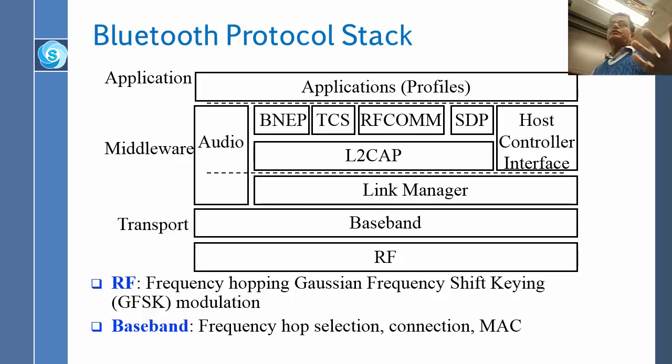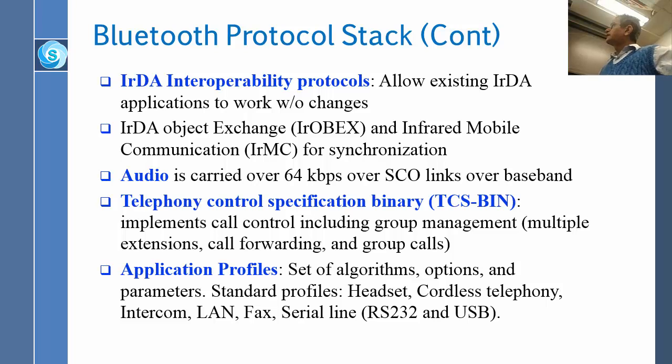So the telephone needs two things. One is that you want to say, okay, ring, or connect, or disconnect. Those are all control. And once you start talking, that is audio. So that goes through that line. The control goes through here. All right. So TCS telephony control implements call control, including group management, multiple extensions, call forwarding, and group calls.